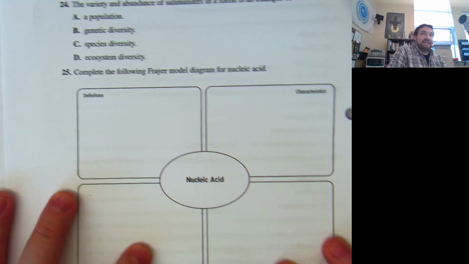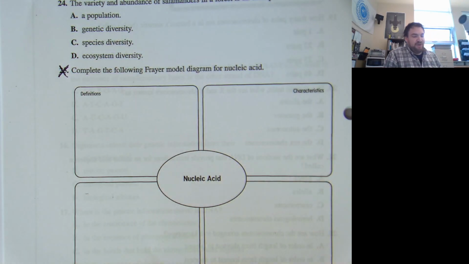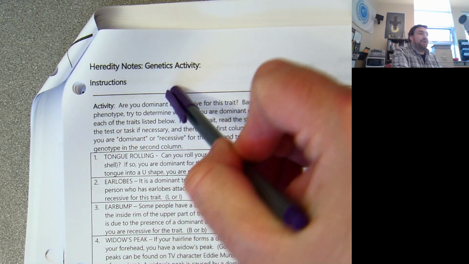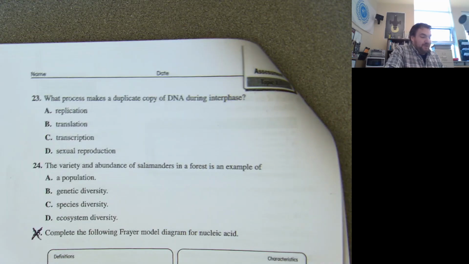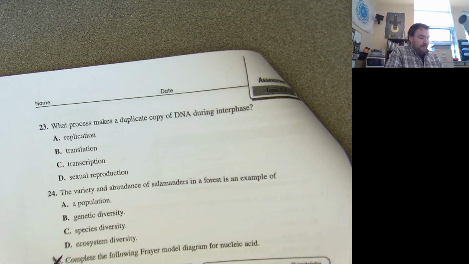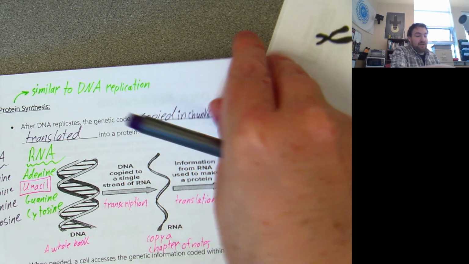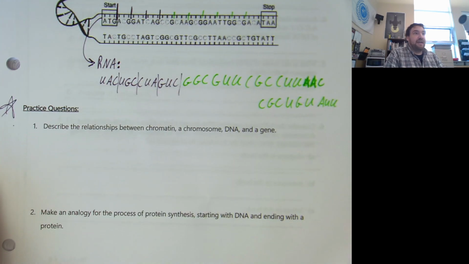You don't have to do this last thing here to complete the Frayer model. You don't have to do that. And then the next page where it starts with heredity, this is what we're going to start with tomorrow. Don't do this. There's a bunch of questions in there that we're going to review this process. Hopefully it helps you get ready for the quiz that I'm going to give you later this week. And that is what I'm going to get you guys to do today.